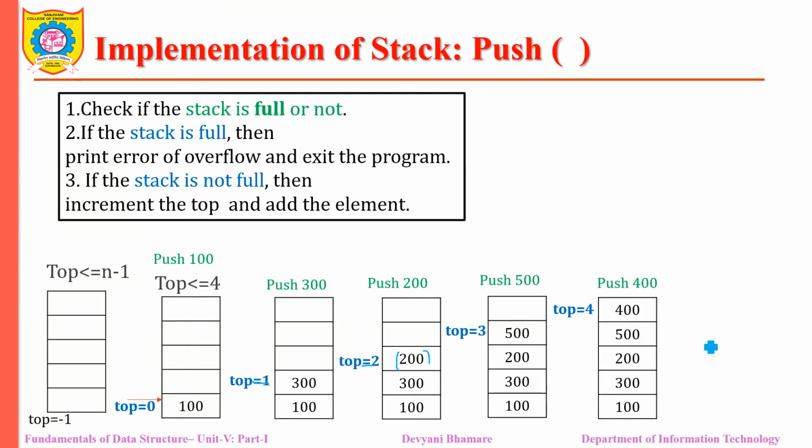And now we say push 400. Now what is the stack top? It is containing the 4 index, meaning maximum at the 4th index, or in an array we can say that 400 will be inserted.